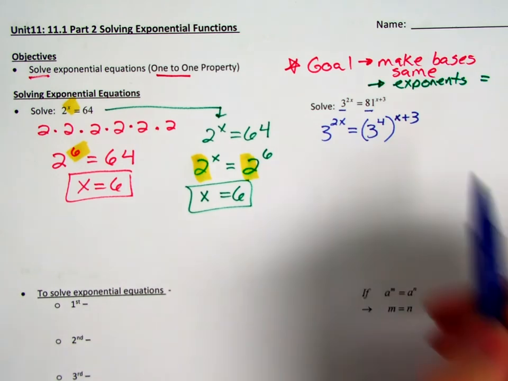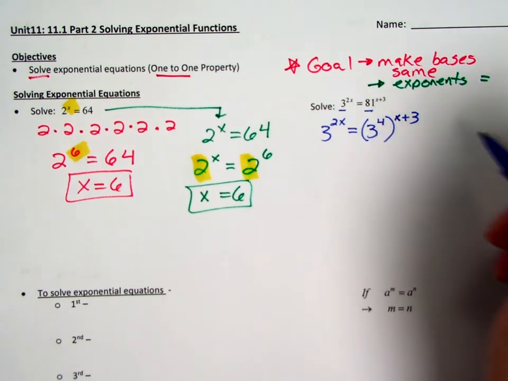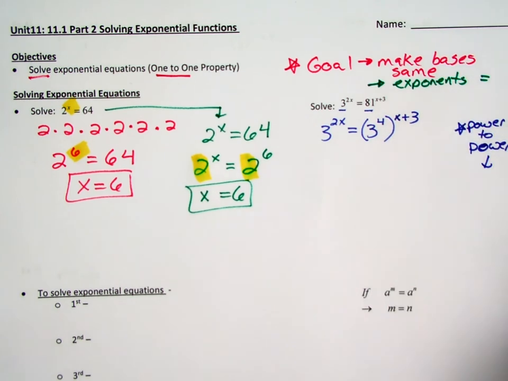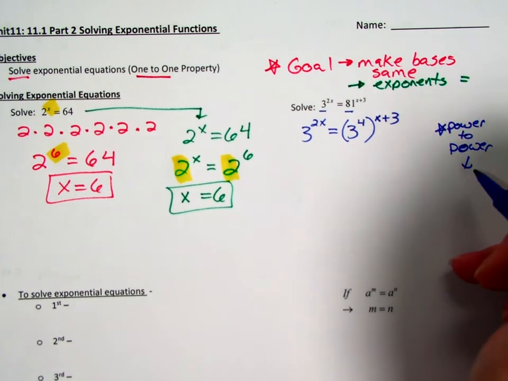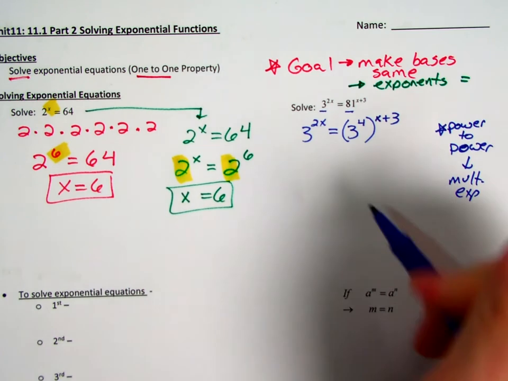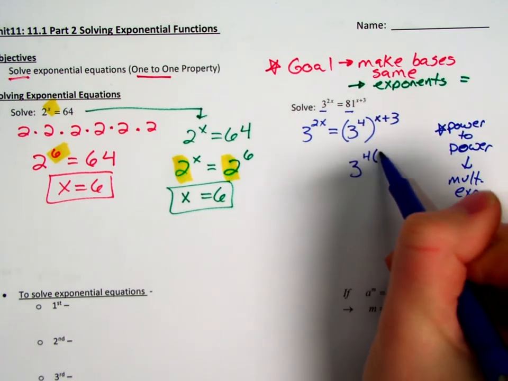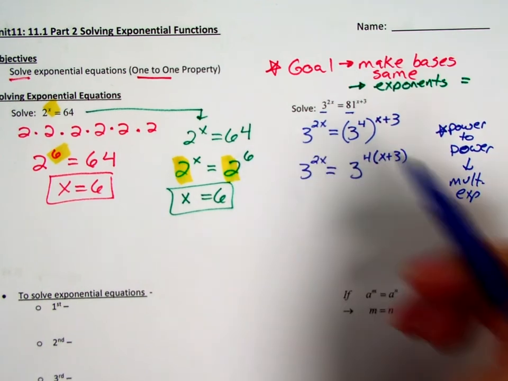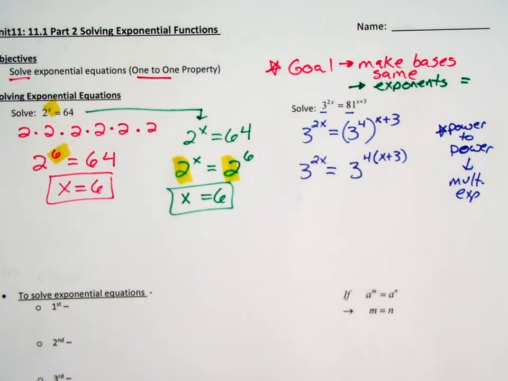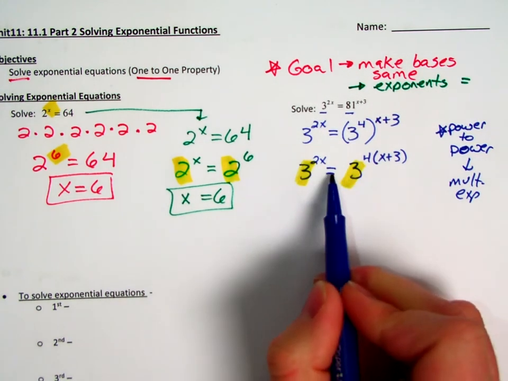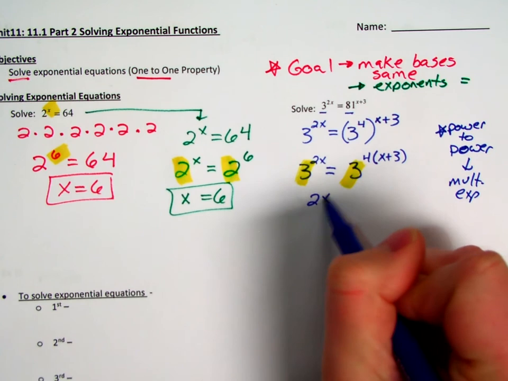Now, we also need to remember this idea that a power to a power, that property that we dealt with before, power to a power or exponent to an exponent, however you want to think about it, means that you have to multiply your exponents. So really, this is 3 to the 4 times x plus 3, because we're distributing this into the parentheses, so we multiply our exponents. Now when I look at this problem, our bases are the same because they're both 3. So if our bases are equal, then in order for both sides to be equal, the exponents have to be equal.